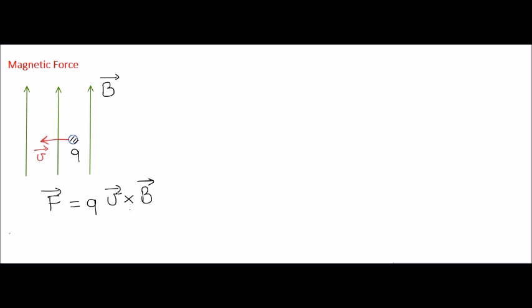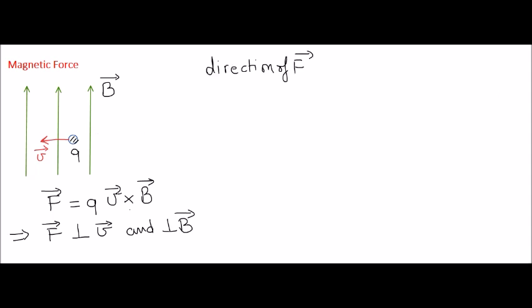There is an important consequence here, that the force is perpendicular to V and perpendicular to B. The force is perpendicular to both the velocity vector and the magnetic field. So basically the charge will move out of the plane. Alright, so what is the direction of the force? The direction of the force is given by what we call the right-hand rule.